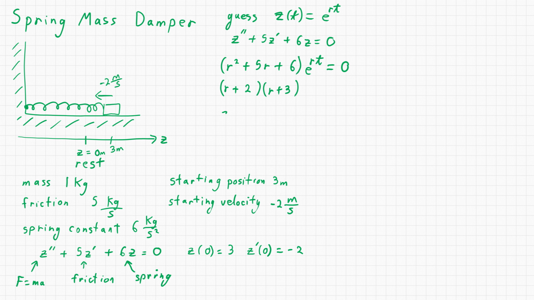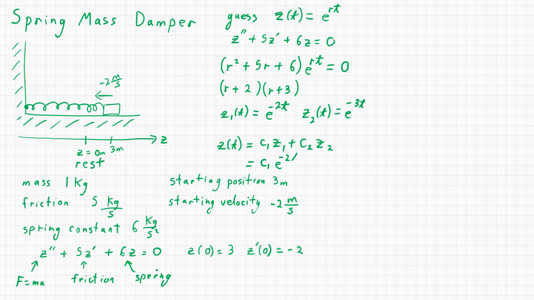So our solutions, z1 of t is equal to e to the -2t, and z2 of t equals e to the -3t. So then the general solution is z of t equals c1 z1 plus c2 z2. Well, that's c1 e to the negative 2t plus c2 e to the negative 3t. All right, well, we have the general solution. Let's go ahead and solve the initial conditions.